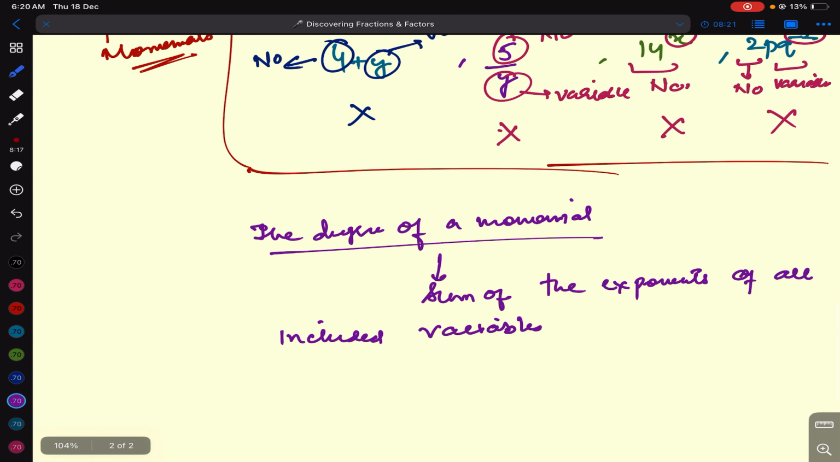Okay, now when it comes to constants, they are also treated as a monomial, because we know that a monomial can be a number, right?